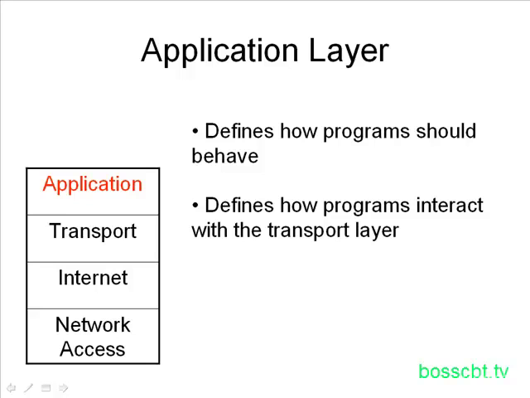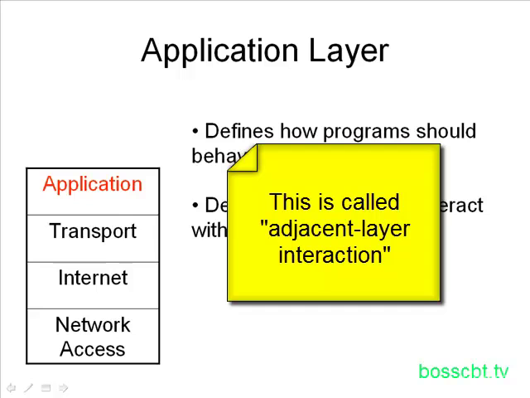Now the application layer also defines how a program will interact with the other layers of the TCP IP model. So each layer has to interact with the layer above it and the layer below it. Now for the application layer, since it's at the top, there's nothing above it to interact with.